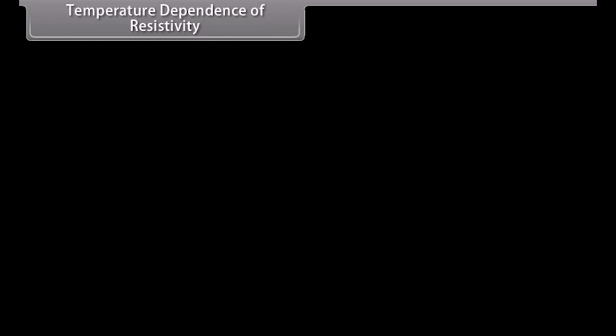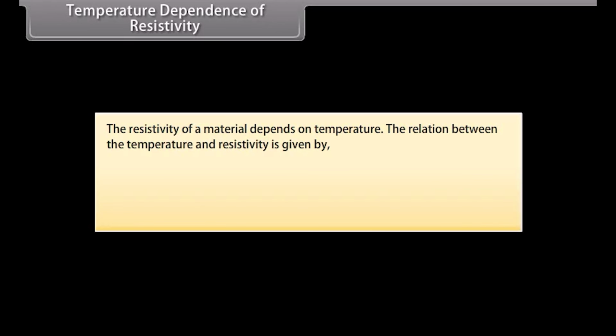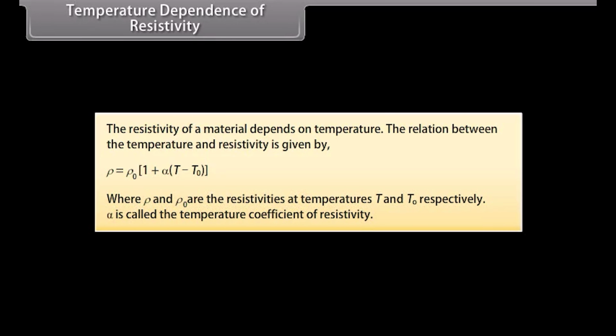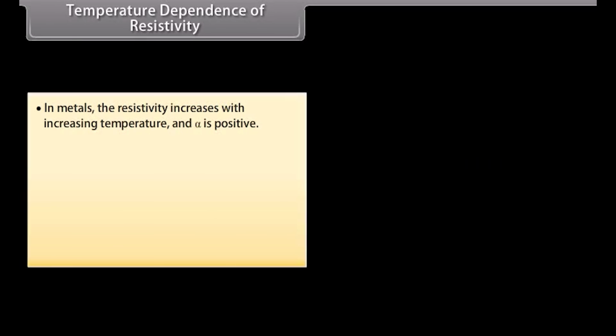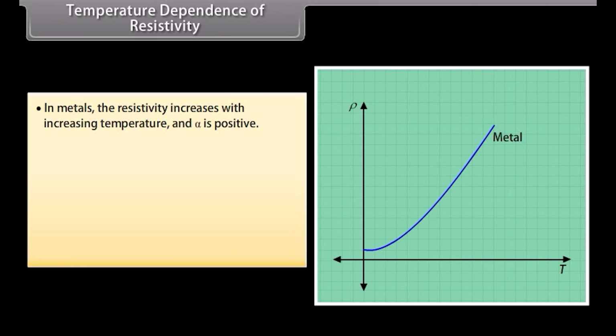Temperature dependence of resistivity. The resistivity of a material depends on temperature. The relation between the temperature and resistivity is given by rho = rho naught [1 + alpha (T − T naught)], where rho and rho naught are the resistivity at temperatures T and T naught respectively. Alpha is called the temperature coefficient of resistivity. In metals, the resistivity increases with increasing temperature and alpha is positive.